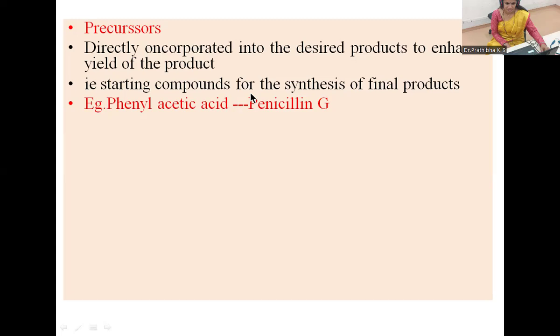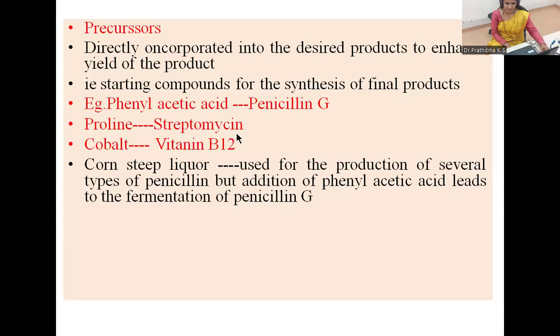For example, if you want penicillin G, you can put in phenylacetic acid as a precursor. You'll get a very good yield of penicillin G. Like that, if you want streptomycin, go for adding proline as a precursor. If you want a good yield of vitamin B12, put in cobalt in optimal concentration, and you are able to get that particular product, vitamin B12.